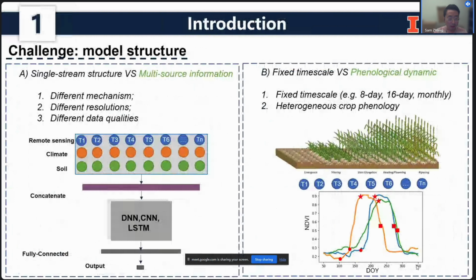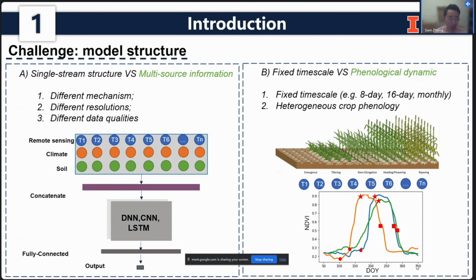Even though those models are very successful, they still face some challenges. The first one comes from the model structures. As I said, there are many different kinds of information like soils, climate, and satellite data. Satellite data use reflectance to reflect the crop greenness, but climate data, usually precipitation and temperature, affect the crop growth.